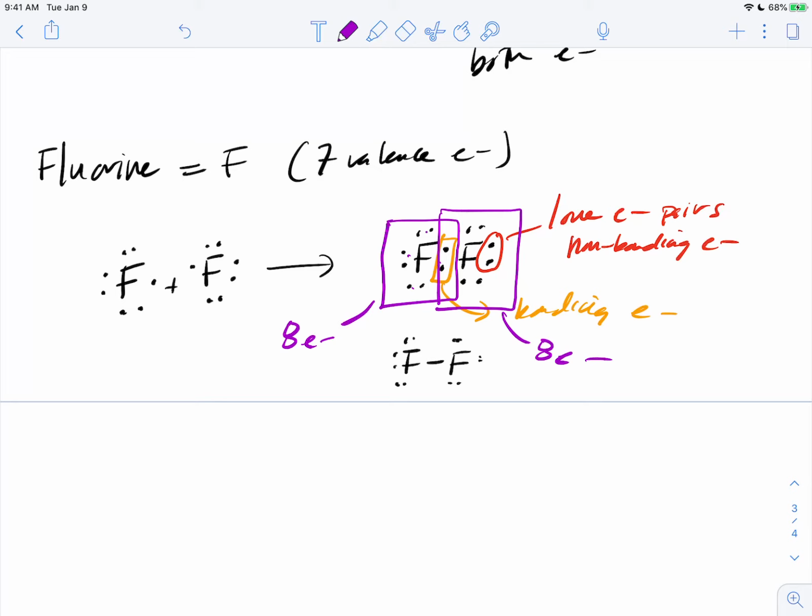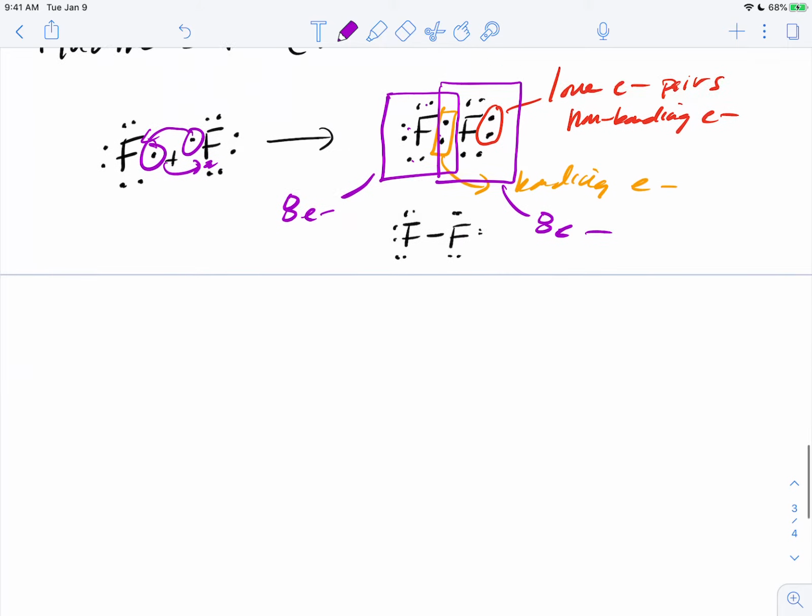So each fluorine feels that attraction towards this additional electron. That is to say that this fluorine is able to feel attraction to an additional electron that is stabilizing, and this fluorine is going to be able to feel the attraction of that electron. And so a chemical bond allows for this additional attractive interaction to occur, and so we can count those electrons double, so to speak. So each fluorine has 8 electrons, and so that gets us to the octet rule.